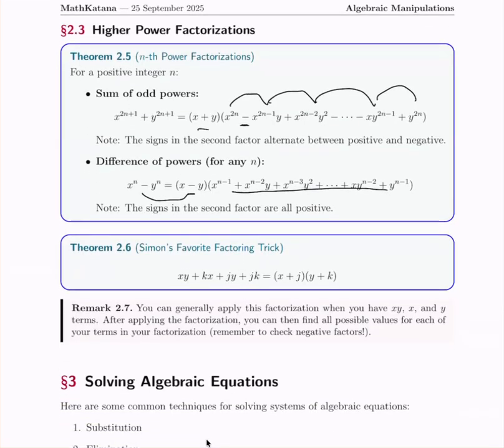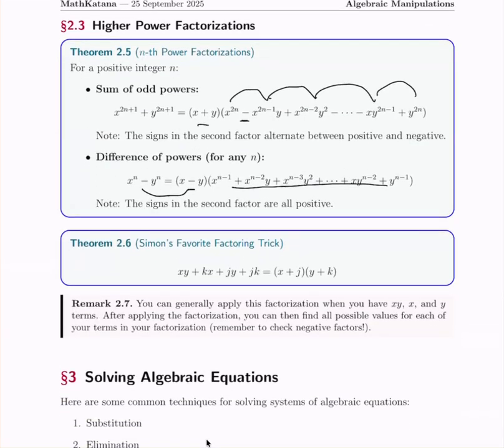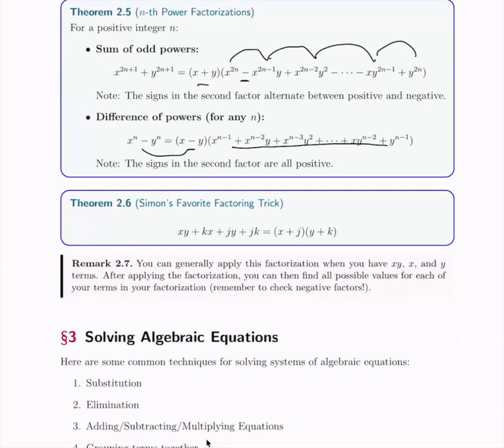And another one is Simon's favorite factoring trick, which was named after AoPS community member Simon R. And this is called his favorite factoring trick because he discovered it and was the first to popularize using it. Okay, and we can generally apply this factorization whenever we have x, y, and xy.